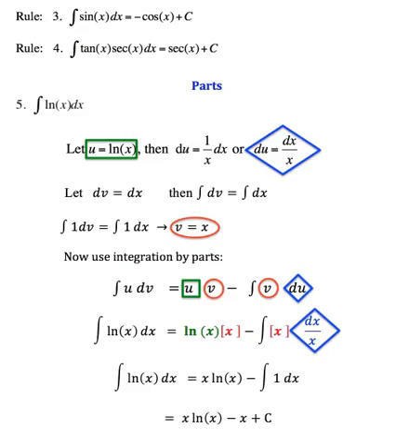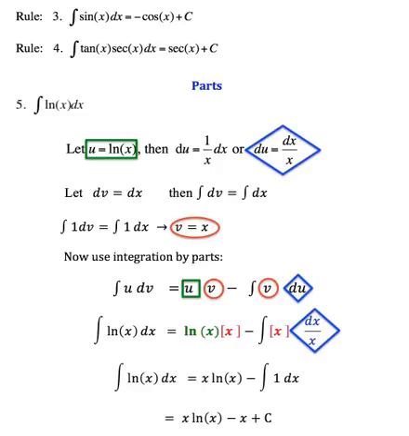Now hopefully you've had your rule sheet out this entire time, because problems 3 and 4 are just rules. Problem 3, the integral of sine of x dx, is simply negative cosine of x plus c. Number 4, the integral of tan of x secant of x dx, is simply the secant of x plus c. And now we're done with both 3 and 4. Problem 5 is a little tricky.